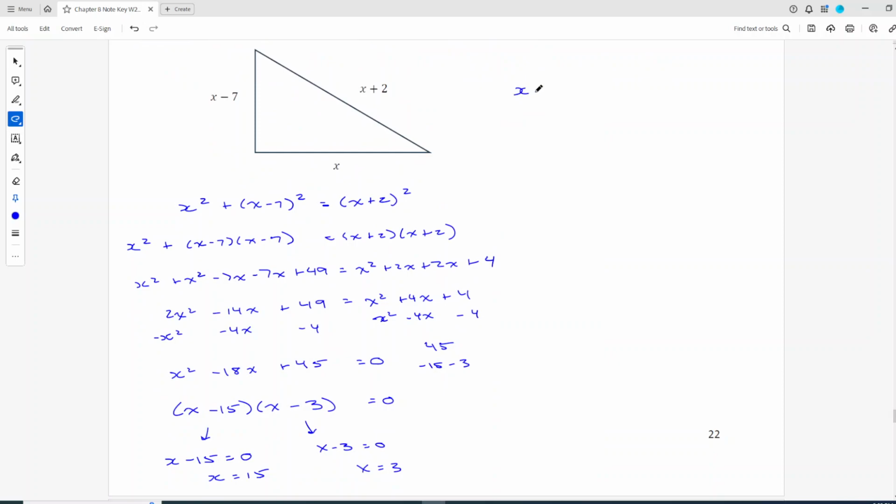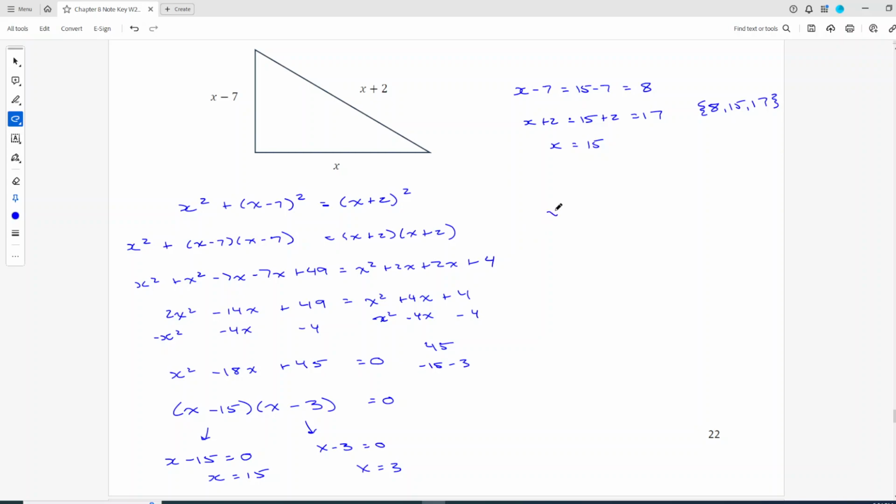So we've got three lengths. We have x minus 7, we have x plus 2, and we have x. I wrote that in a weird order. So let's put in x is 15. If x is 15, then this length would be 15 plus 2, which is 17. And if we did 15 minus 7, we would get 8. So for this scenario, my side lengths are 8, 15, and 17.